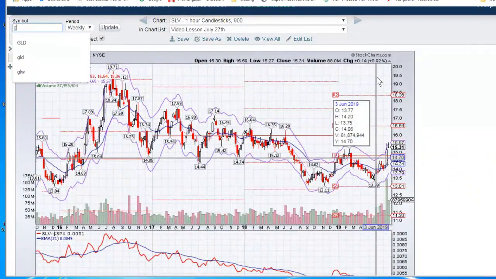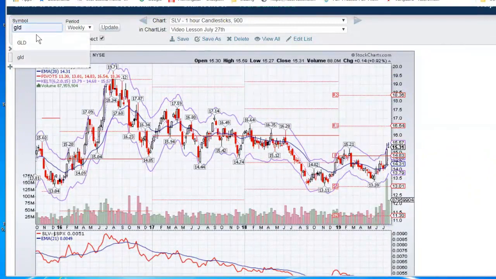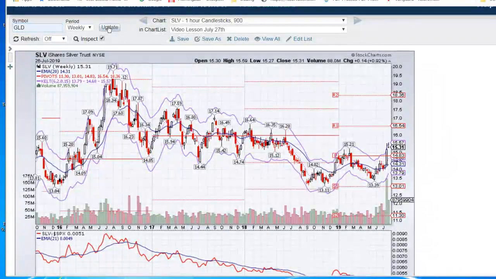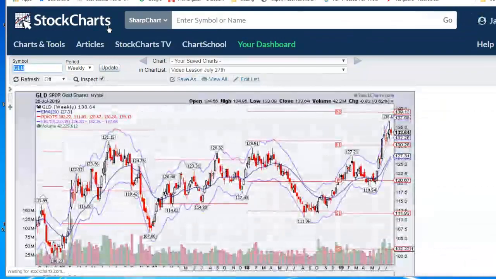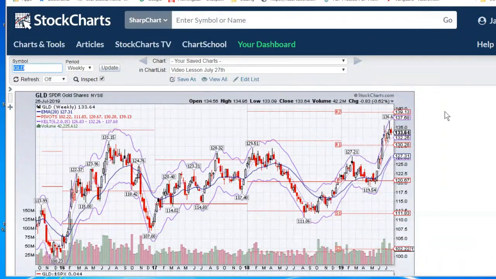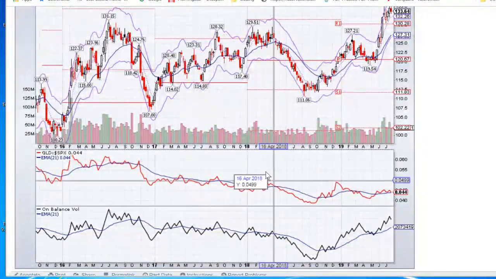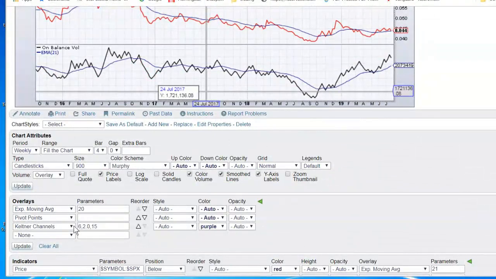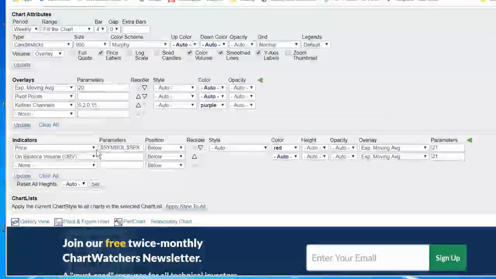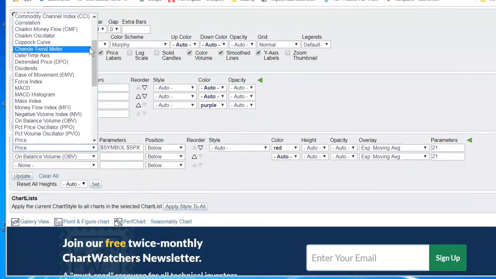GLD we're also in. It's looking pretty good. Lots in the news about getting a weaker dollar. That hasn't happened yet. If we were to get a weaker dollar, that typically will give the metals a boost. They've been doing a great job with the dollar strong. And we have the spread here of GLD versus the S&P, which we don't need. Let's take that out.